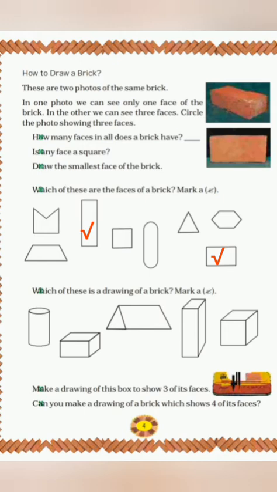Now brick is cuboid in shape. Brick is cuboid in shape and brick has 6 faces. Cuboid has 6 faces, so brick has 6 faces. And no faces are square.